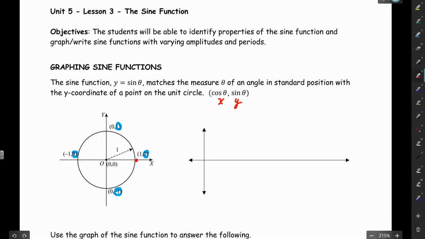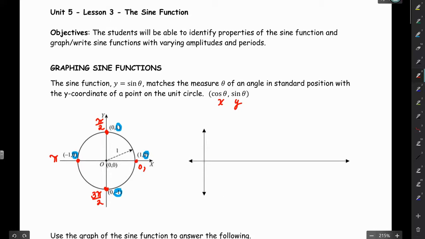We start at 0, and we go to 90 degrees, but I'm going to write these in radians, so I'm going to write pi over 2. Then we go to 180 degrees, or pi in radians, 270 degrees, or 3 pi over 2 in radians, and then back to 360 degrees, or 2 pi in radians.